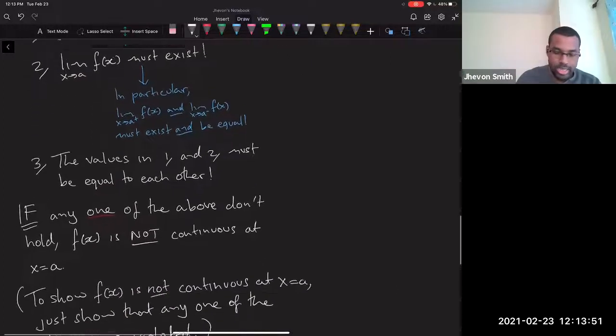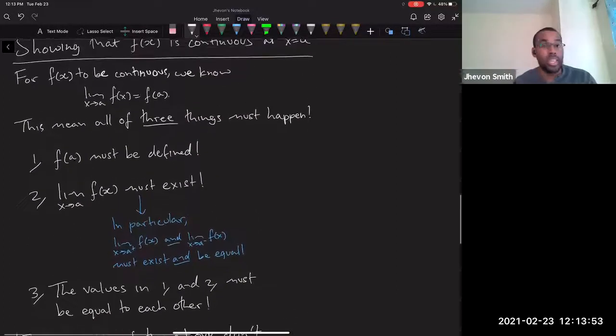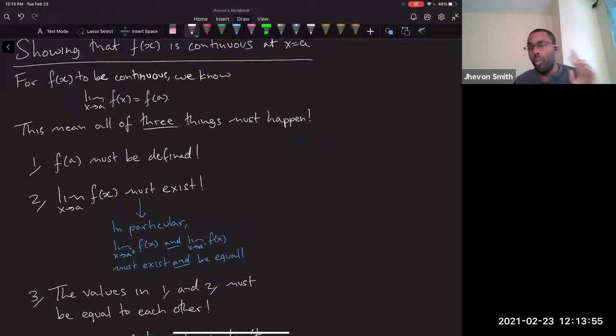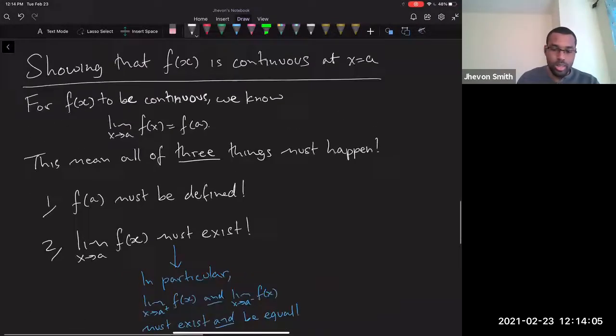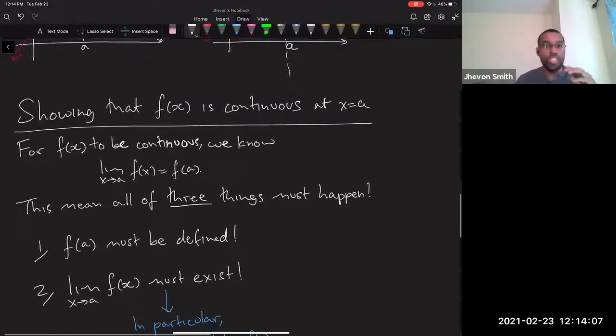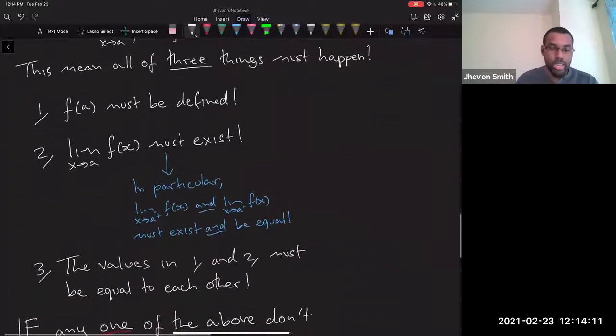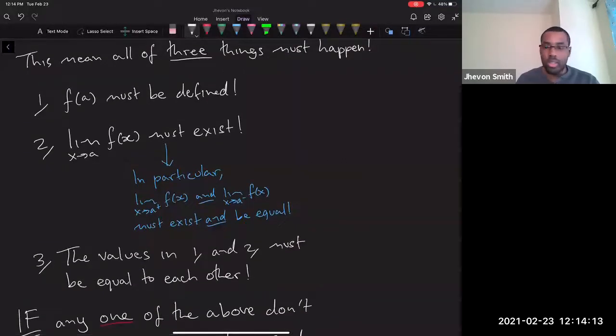So that's the idea. If you believe that something is not continuous, all you have to do is show me that one of these three things messes up. If you believe that something is continuous, what you need to do is show me that all three things are satisfied, right? So that's an important thing in terms of showing versus not showing continuity. It comes down to these three things. They all need to work to be continuous. If any one doesn't work, it's not continuous.